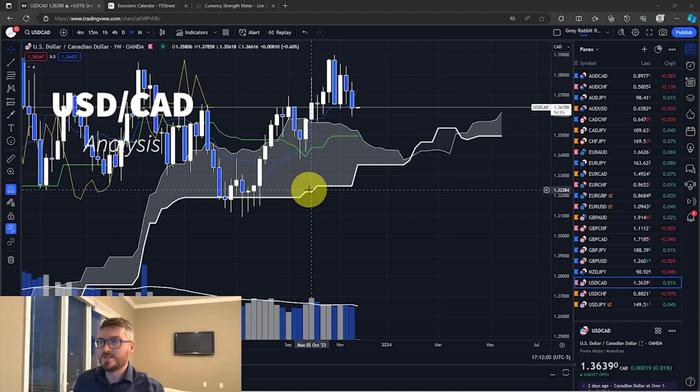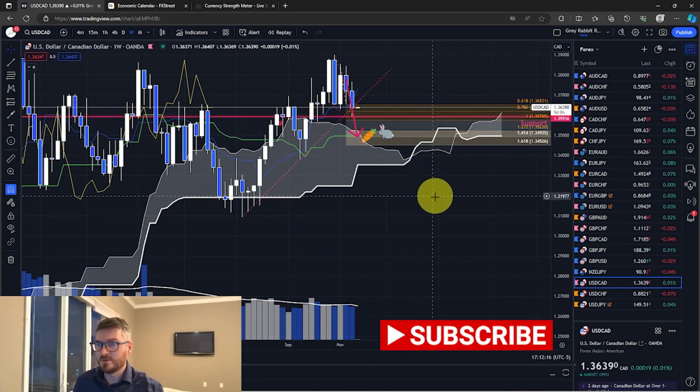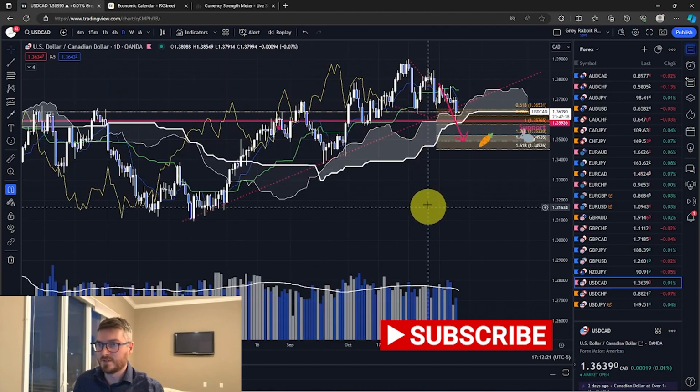Okay, USD CAD on the weekly. Now, guys, we had price close below the Tenkan-sen here, and so I'm expecting price to head back down to this flat Kijun-sen level. And now when I turn my drawings on, you can see that. And once we go to the daily chart, I'm going to give you some more detail here.